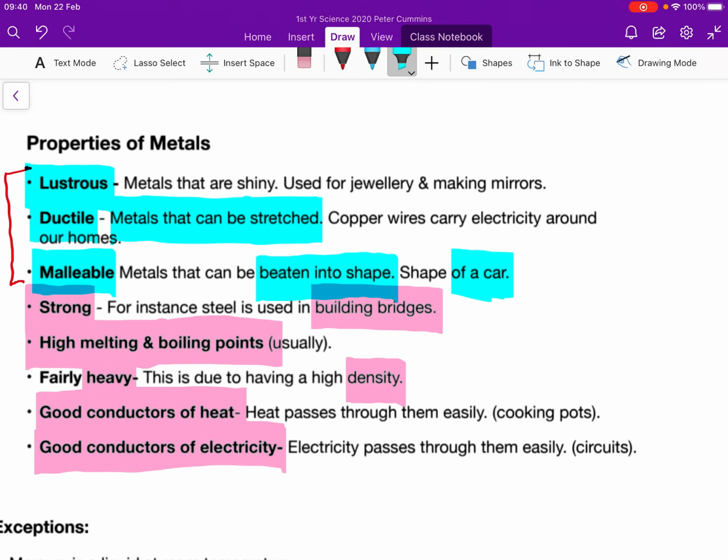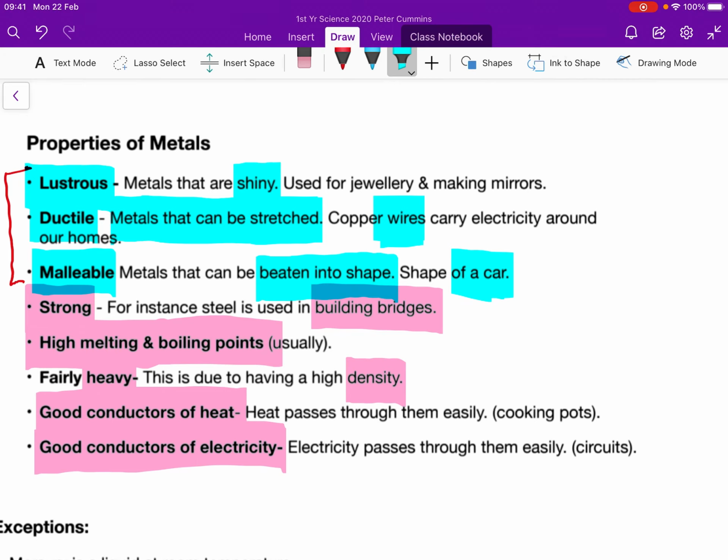So malleable, you can bash it into shape. Ductile means it can be stretched. So your example of ductile is your wires that carry electricity. And they carry electricity into your house, around your house, through your chargers, through your plugs into your kettle, the whole lot. And the last one, lustrous. Lustrous is a fancy name for shiny.